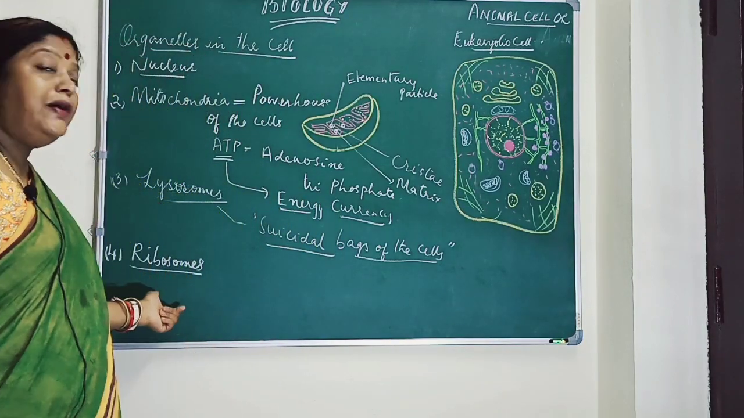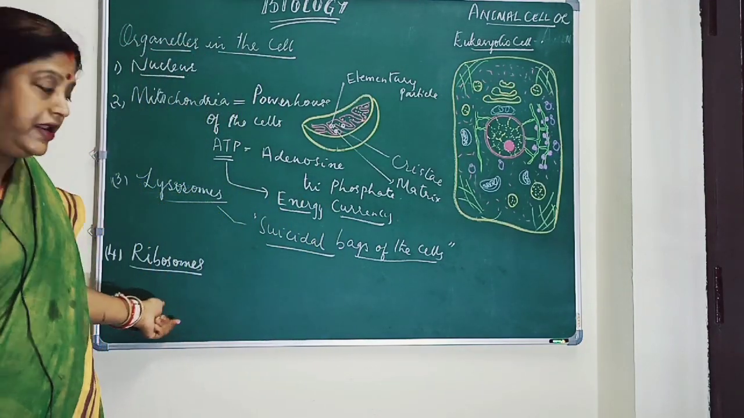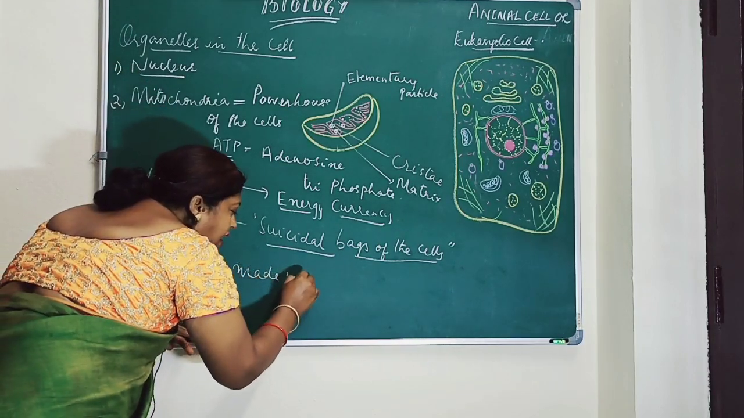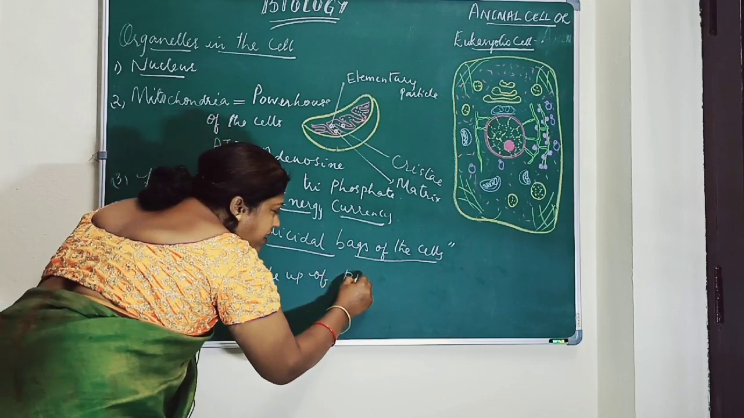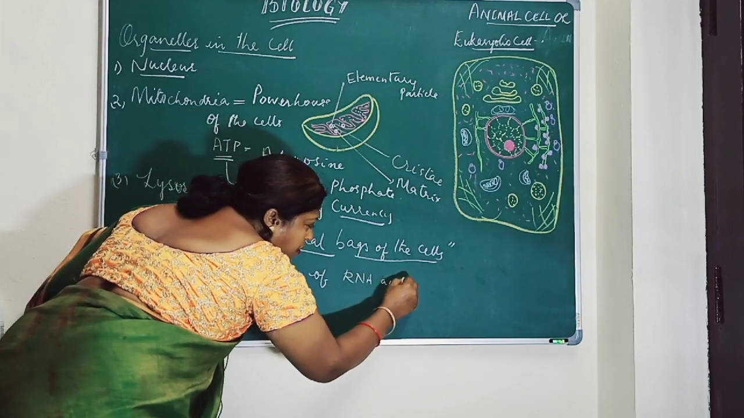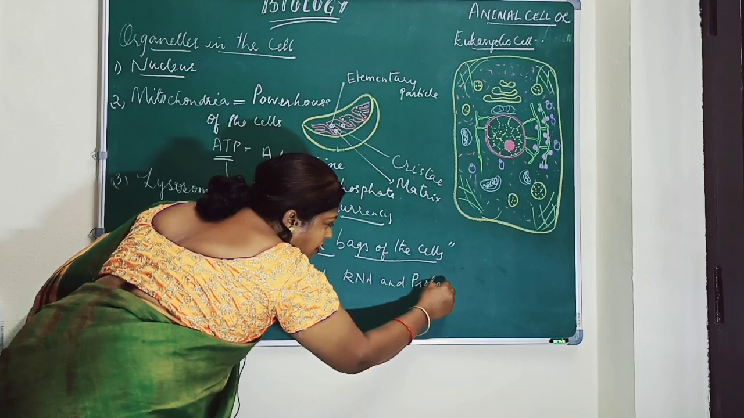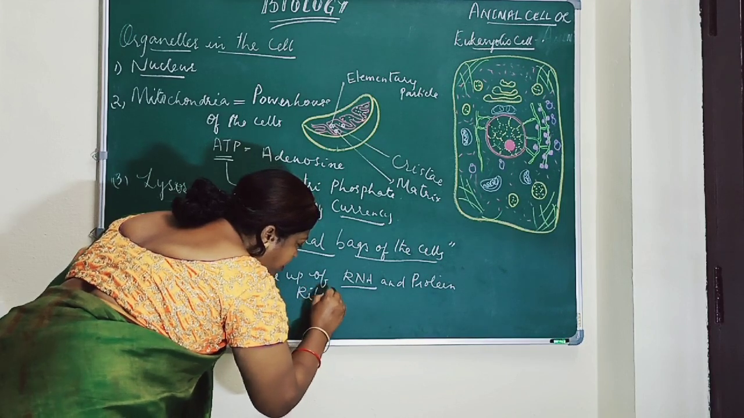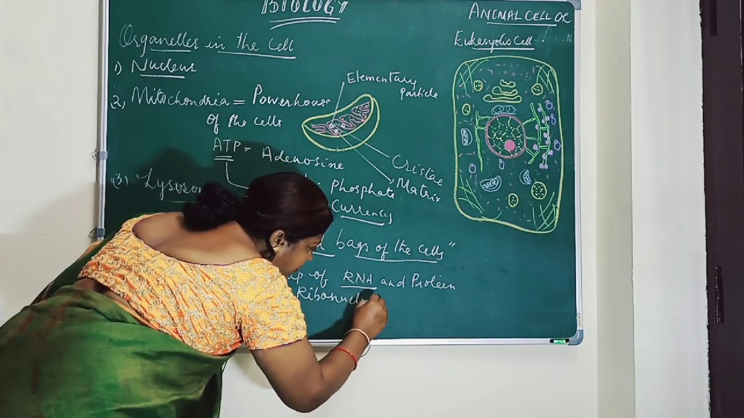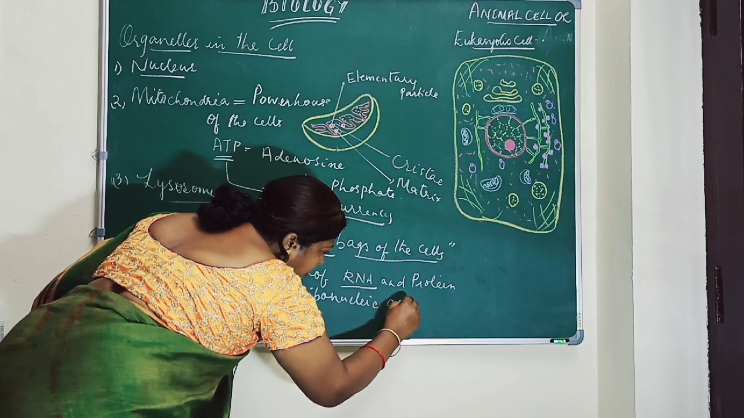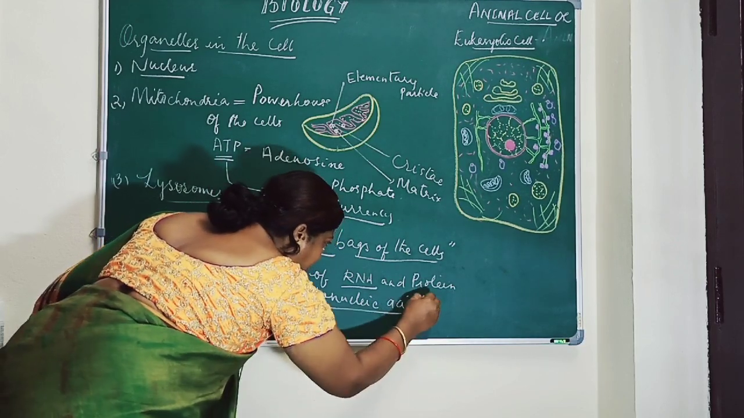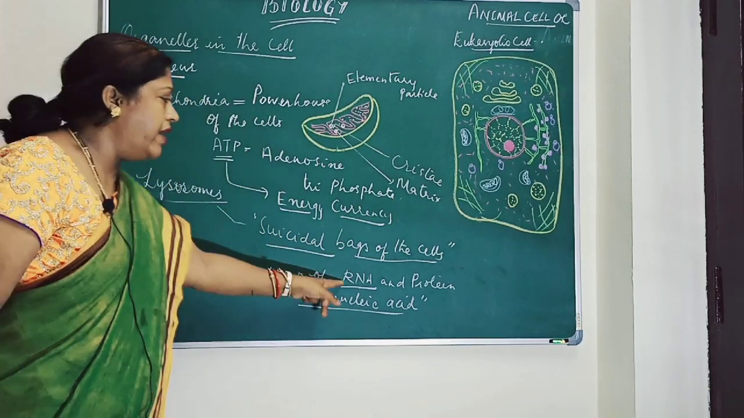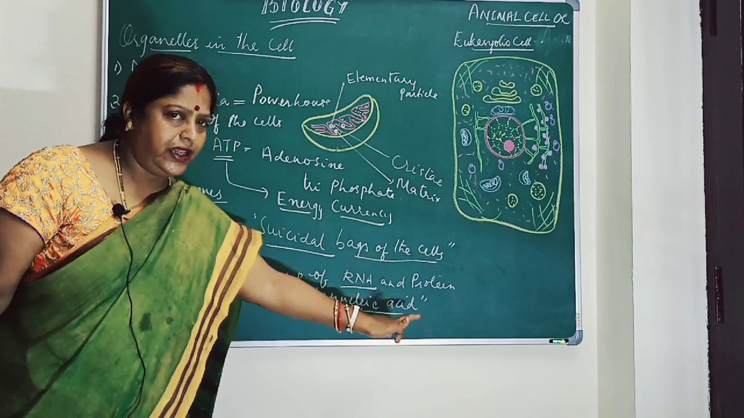Ribosomes are made up of RNA and proteins. What is the full form of RNA? RNA means ribonucleic acid. So ribosomes are made up of RNA and protein. They do not have any membrane on them.